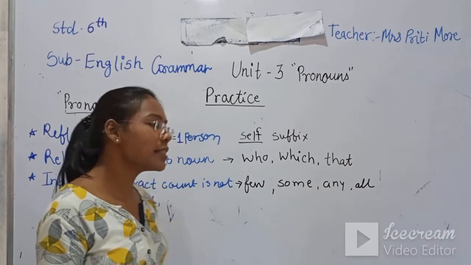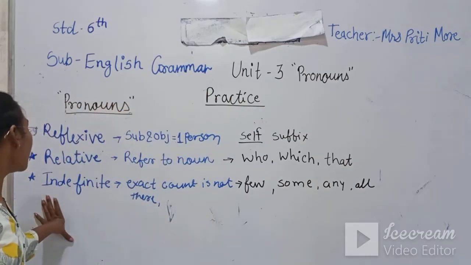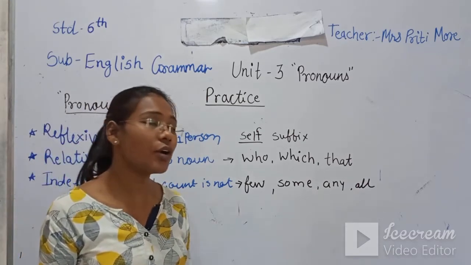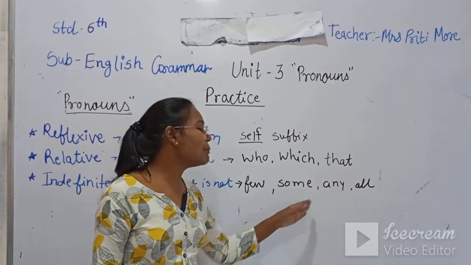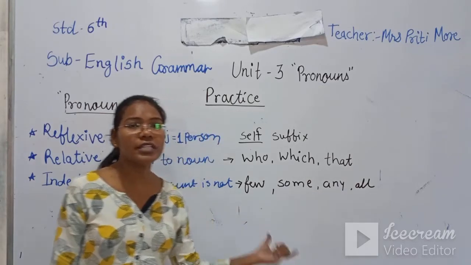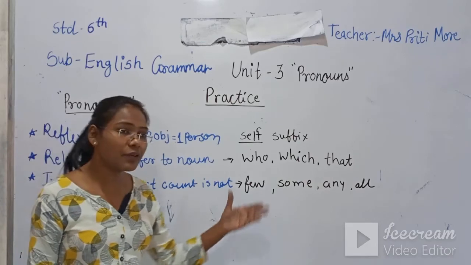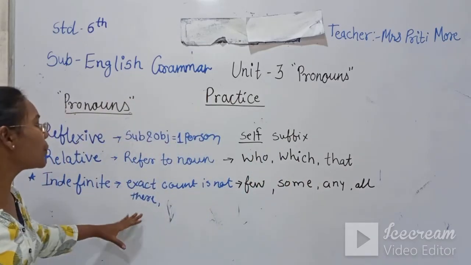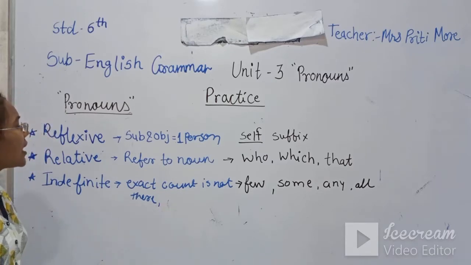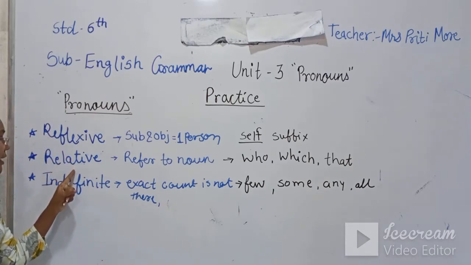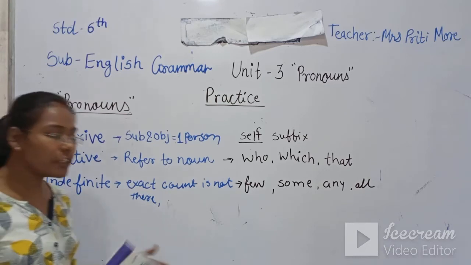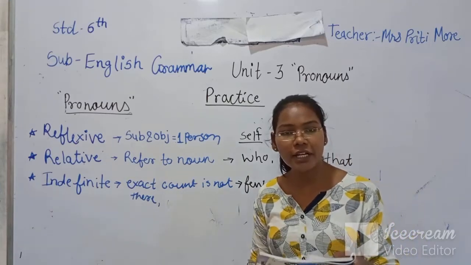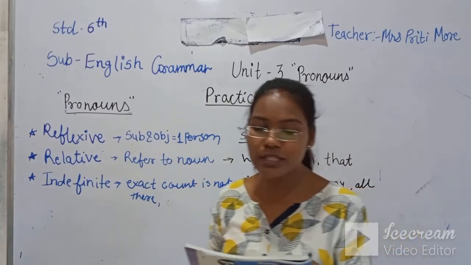information about the nouns. Now the indefinite pronoun, that means where the exact count is not there, like few, some, any, or we cannot count it properly, so it can be one or infinite. That's why it's called an indefinite pronoun. These three types we have seen in our last video: reflexive, relative and indefinite. Even we have seen when to use who, when to use which and when to use that.